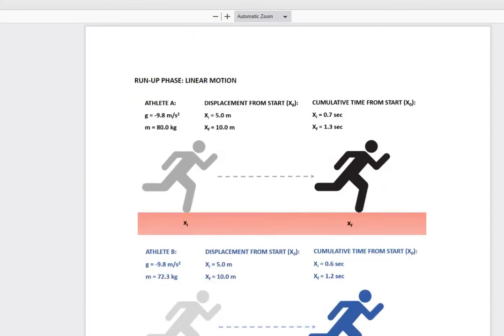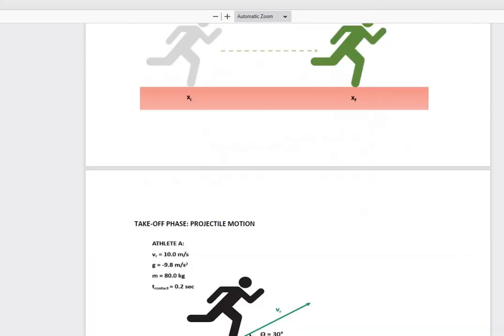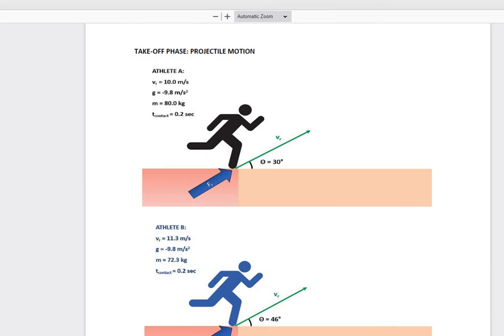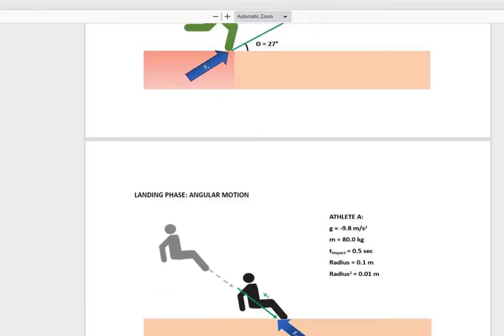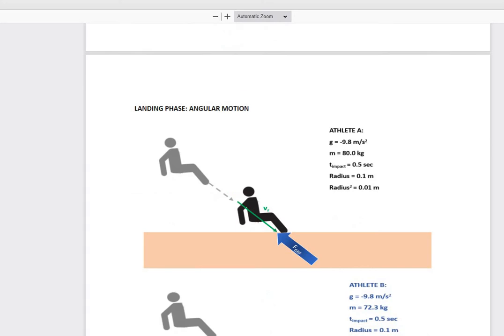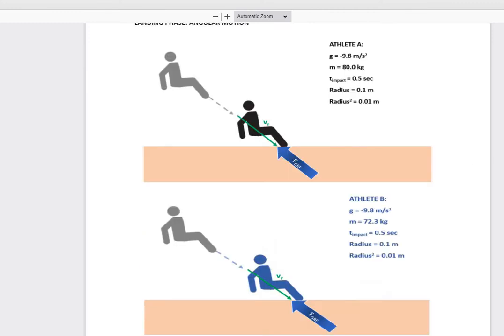The run-up phase questions, I would say, are the most straightforward, or equations rather. Projectile motion, a little intermediate. Once you get the hang of it, it's not too bad. The landing phase, I won't get into what all these different variables that I've listed here mean now. We'll save that for the lecture, which I believe you have with Stuart.